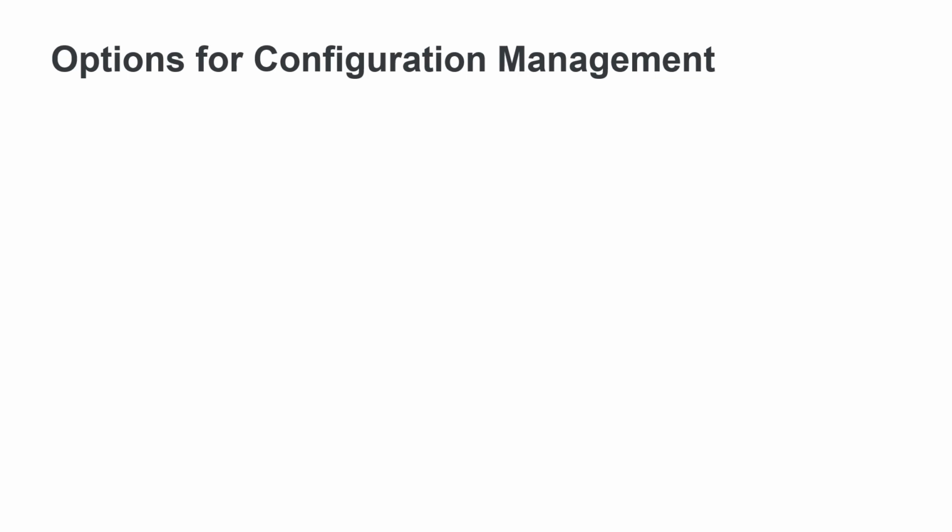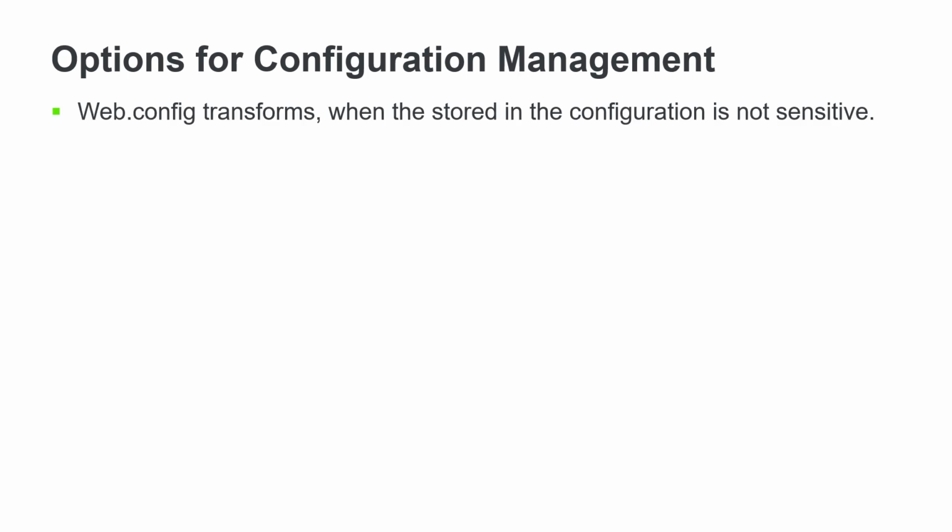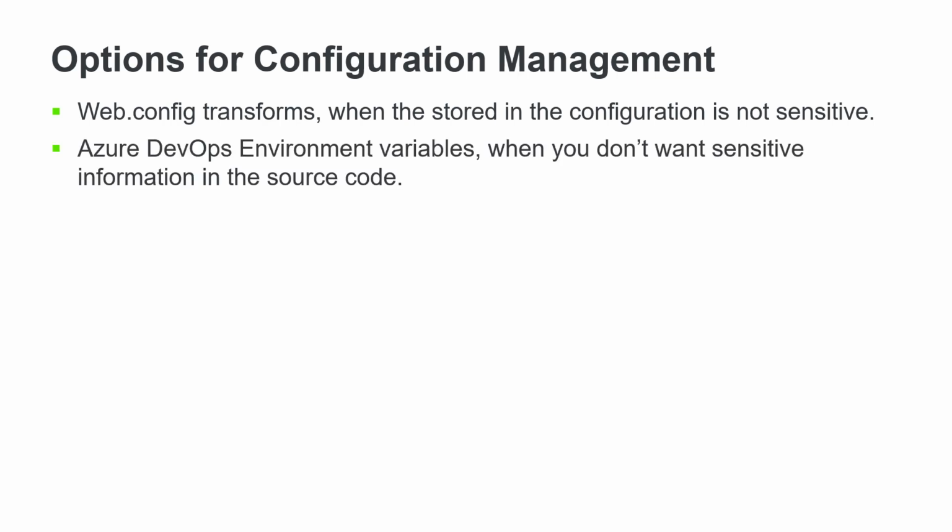Which option you use depends on the level of sensitivity or privacy you need for the configuration option. Config file transforms are used in cases where it's permissible to see the configuration options in clear text in the source code. An example might be the SMTP server information. When the data that's stored in the configuration option is more sensitive and you don't want to store it in the source code, you can use environment variables that are stored in the management portal. Let's review each of these options in a little more detail.